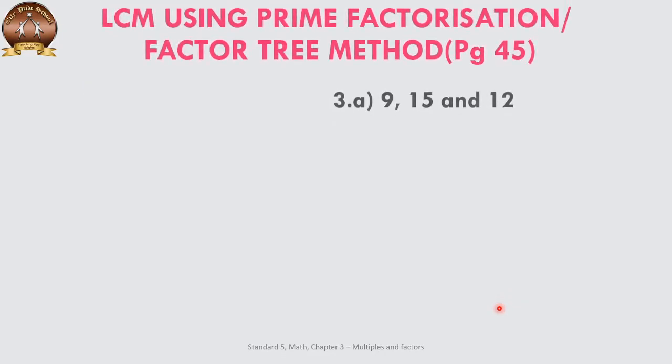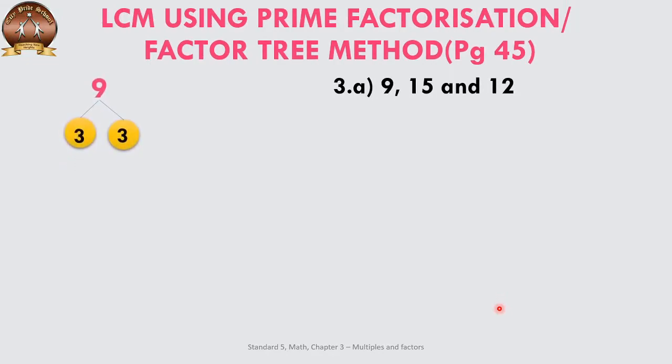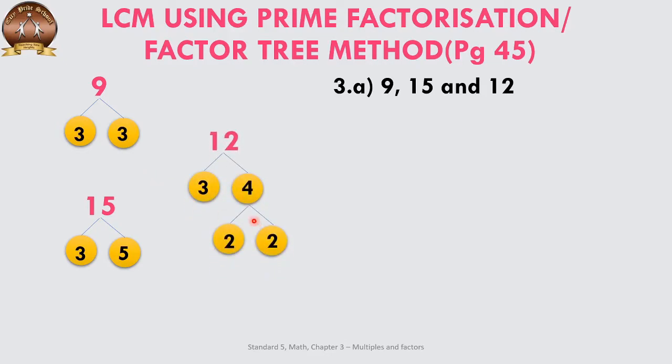Let us see this through another example of 9, 15 and 12. The factors of 9 are 3 and 3. They both are prime numbers, so it's not further bifurcated. Next, 15. 3 and 5 are the two prime factors of 15. Similarly, for 12, we had 3 and 4. 4 is not a prime number, so it is further broken up into 2 and 2.